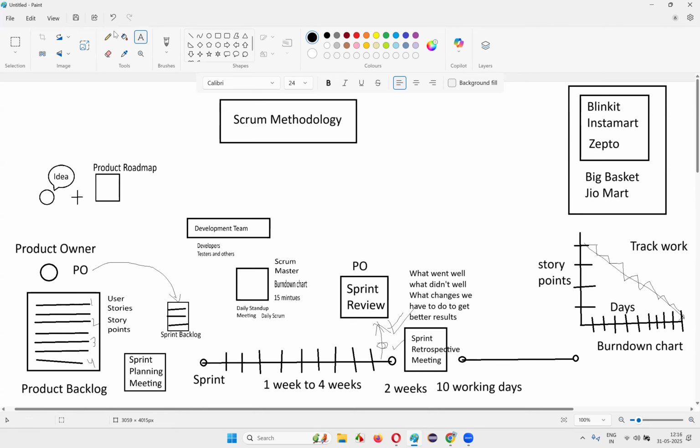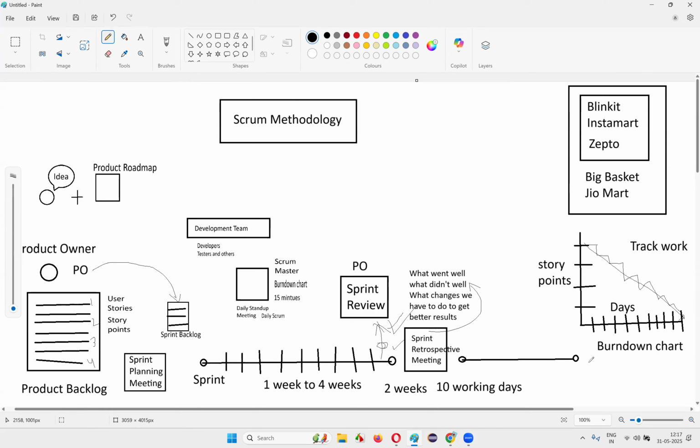In the sprint retrospective meeting, what will be discussed? What went well, what didn't go well, and what needs to be done to make the next sprint go in a better way. What changes we have to make in our plan of working so that the work will be completed in a better way in the next sprint. All these things will be discussed in the sprint retrospective meeting.